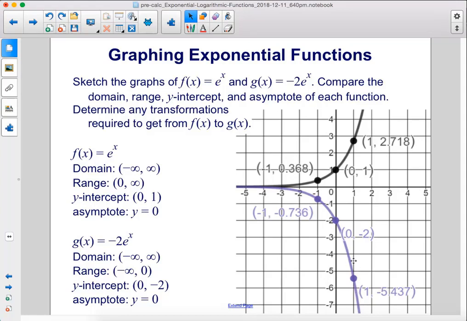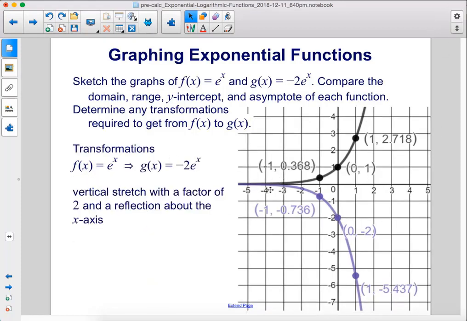Here, in purple, we have negative 2 times e to the x. The domain is still all real numbers. The range is from 0 down to negative infinity. The y-intercept is here at (0, -2), but the asymptote is still the x-axis at y equals 0. The transformation between f of x and g of x is a vertical stretch with a factor of 2 and a reflection across the x-axis.